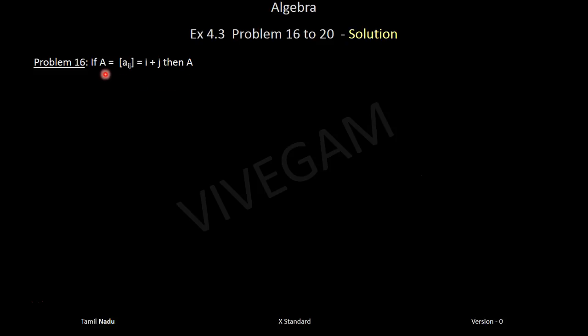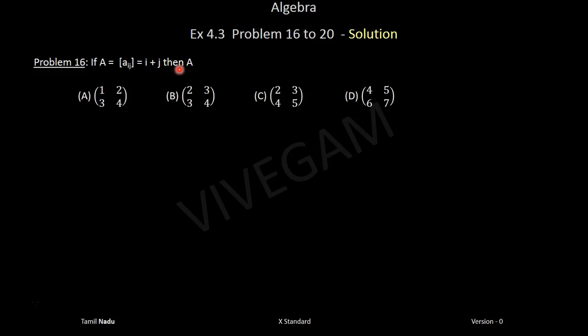If a matrix A equals Aij, that is equal to i plus j, then A is equal to one of these options. So basically every element, let's say A12, is equal to 1 plus 2. So that's what they mean. Here i represents the row number, and j represents the column, and Aij represents the element. So the value of the element itself is equal to its row number plus column number. That is what they mean by this formula.